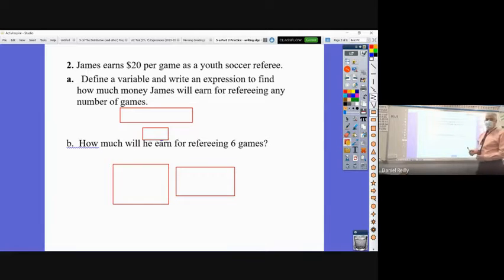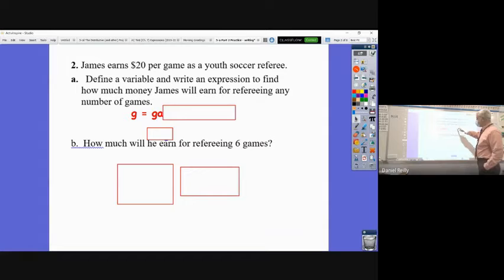You have to say what the letter represents. So what is the variable definition for problem number 1 here, or number 2? What is the variable? People might use different letters, but Kathy, what do you got? G for number of games is perfect. That is perfect. I think that's what I used also. G equals games. Games refereed, number of games. Okay.